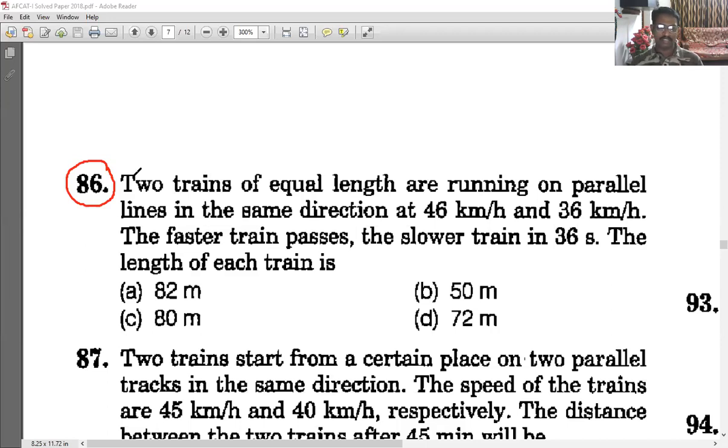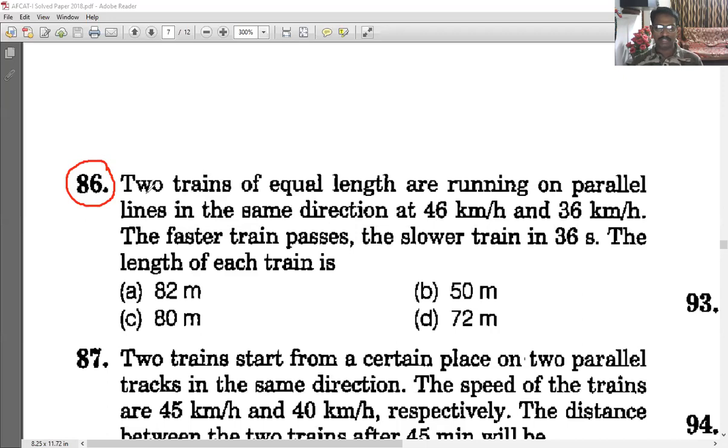So let's start. Problem number 86, let's read it together. Two trains of equal length are running on parallel lines in the same direction at 46 km per hour and 36 km per hour. The faster train passes the slower train in 36 seconds. The length of each train is, that is, you see here.